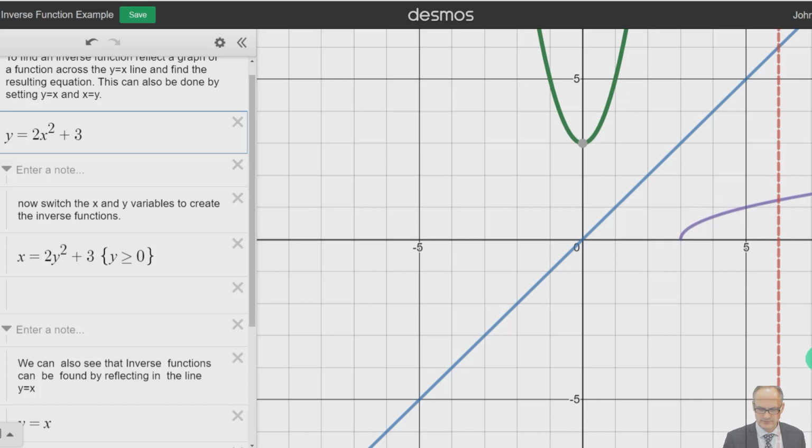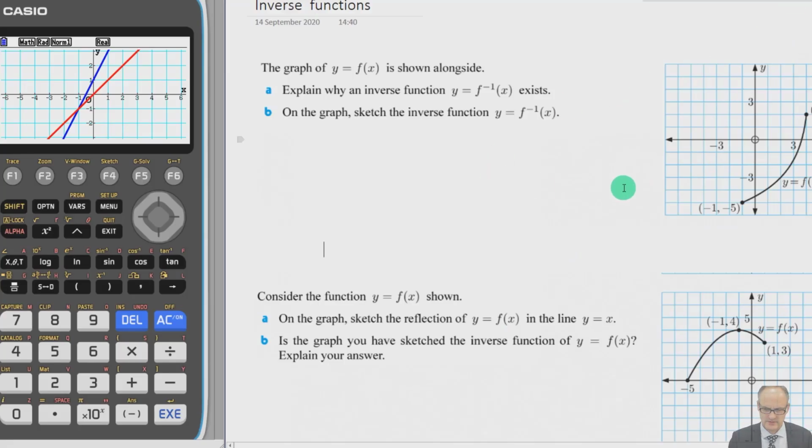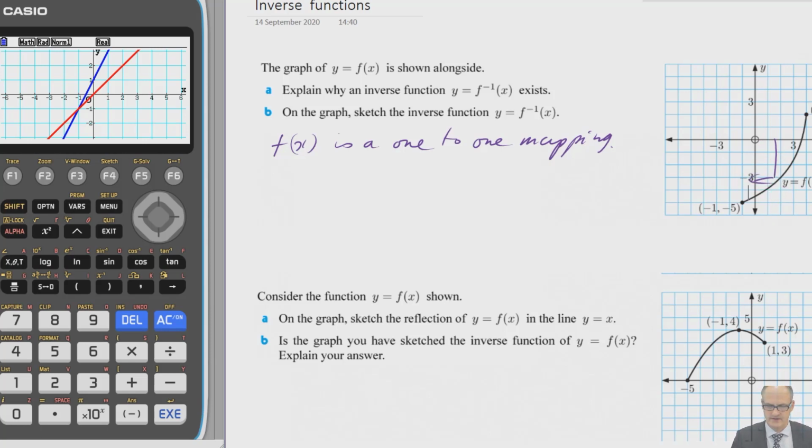And then if you plot the inverse, you'd get a function looking like this, which wouldn't satisfy our vertical line test of only cutting at one point. Therefore, it's not a function. So we need to restrict our domain to a one-to-one. So the reason why this can have an inverse function is because f of x is a one-to-one mapping. Okay, for each value we put in, we get only one value out.